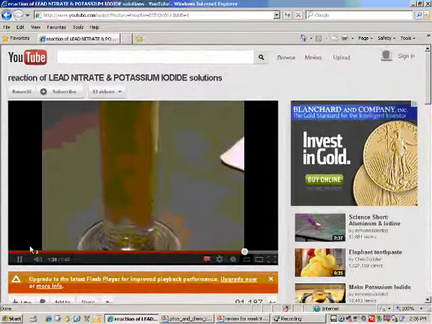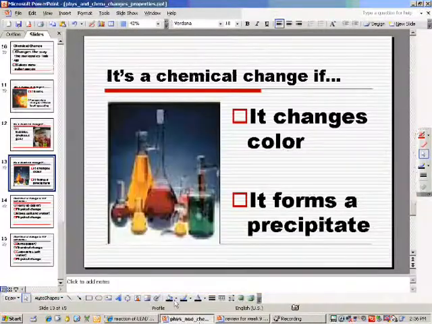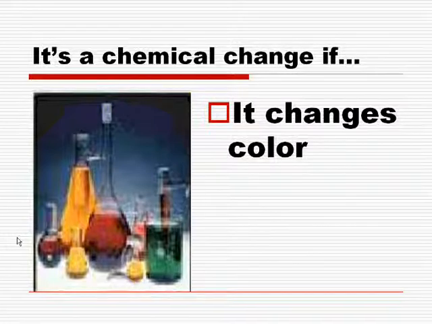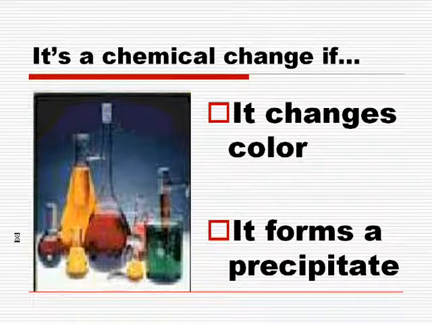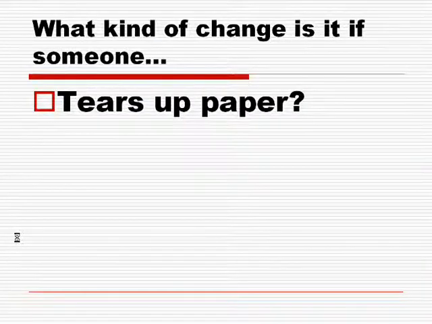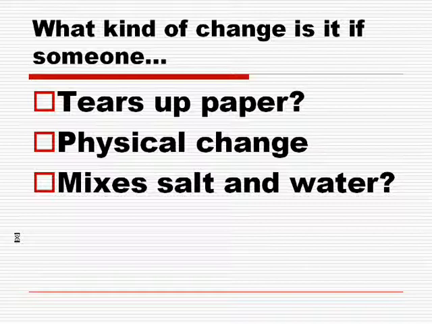So we just said color change or forming a precipitate is a chemical change. What kind of change if somebody tears up a piece of paper? What do you think? Well, it's still a piece of paper. You haven't changed the base structure, so that would be a physical change. You basically change the size and shape of the piece of paper. If you mix salt and water, taking two substances and mixing them together, salt water is a solution. It's a physical change because you haven't changed what it's made of. It's just salt mixed with water, but the salt is still salt and the water is still H2O.